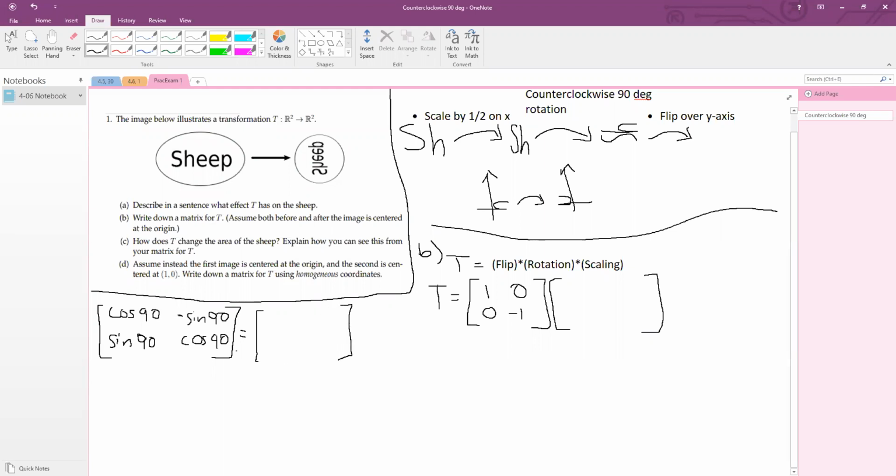All right, and if we actually do the math out on this, what do we get? Cosine of 90 should be 0, negative sine of 90 should be negative 1, sine of 90 is 1, cosine of 90 is 0. So there you go, we have our rotation matrix. So 0, 1, negative 1, 0. Oh, I messed that up. 0, negative 1, 1, 0. Okay.